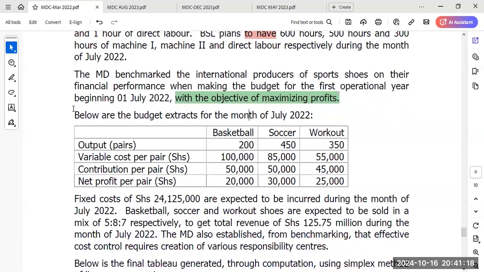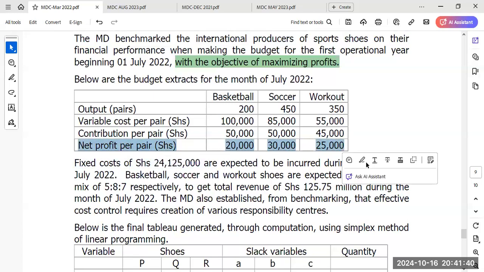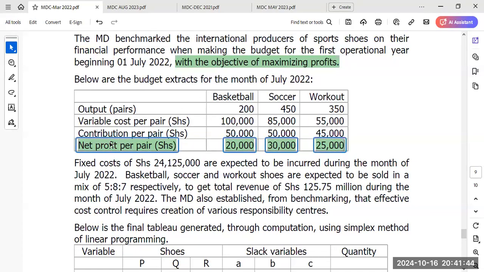Let's continue and see. Below are the budget extracts for the month of July 2022. We have basketball, soccer, and workout too. We have pairs of shoes. We have variable costs. We have contribution. We have net profit. Now, you see this net profit here, where, remember, your objective is to maximize profit and you're given a net profit directly.